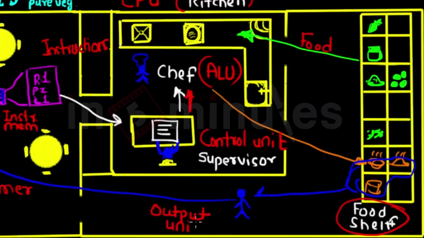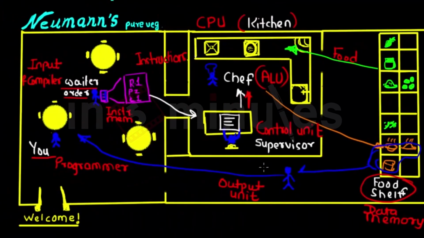So you want to observe the output of your program. That is basically the order you gave. You want the food to be served to you. So that is the output. This output unit is going to take the data from the memory and display it to you using some output devices. Okay. So this is the entire picture of the processor.